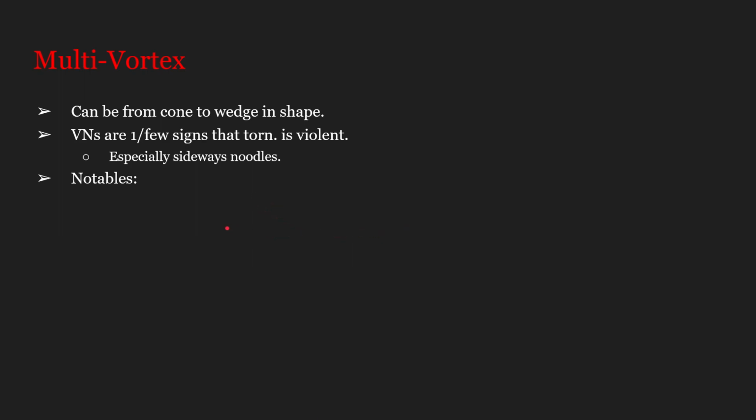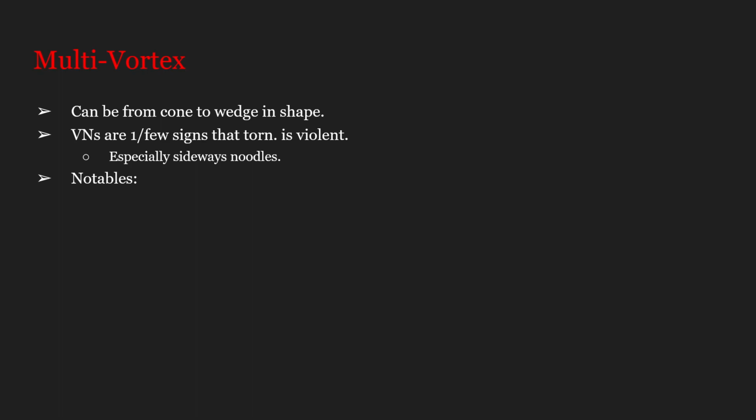A sideways vorticity noodle is one of the very few signs, in my opinion, that a tornado is violent, so EF4 and above. I have never seen, to this day, an EF3 or below producing any sort of vorticity noodle. Now, I do think that this is a coincidence, but that still is the trend, where I have not seen an EF3 produce a vorticity noodle.